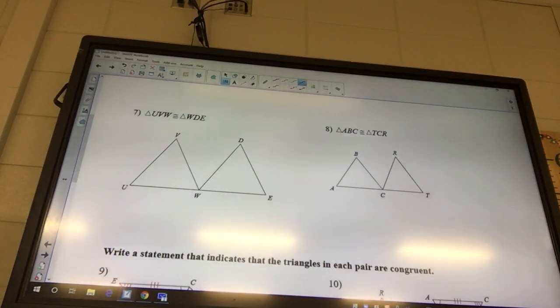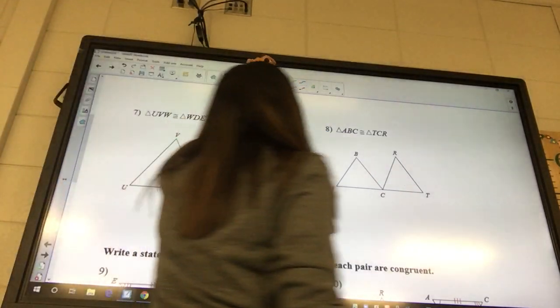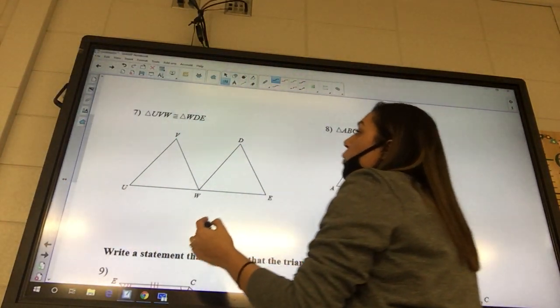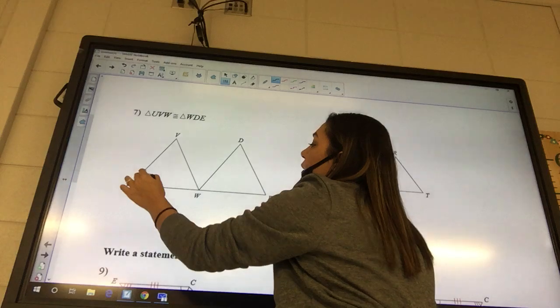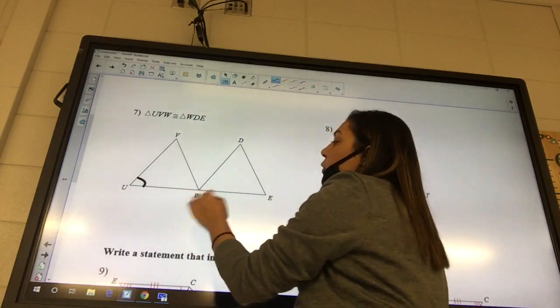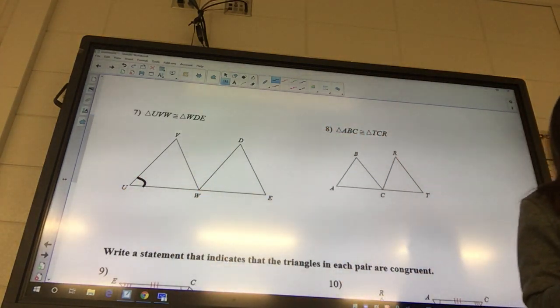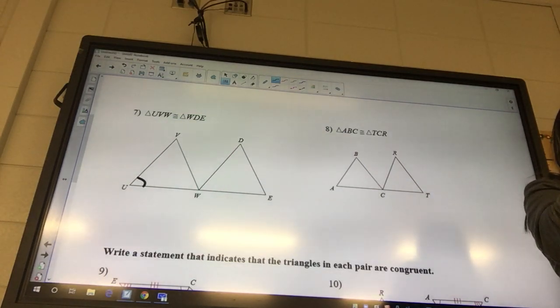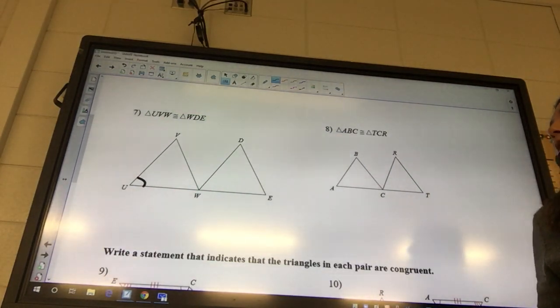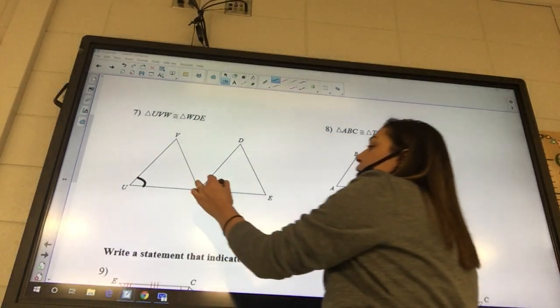Okay, look at 7. U is congruent to what? W. So we got U is congruent to W. How do I know which W to mark? Wait, the left one is 1 and do the right? So it's going to be this one. Yeah.